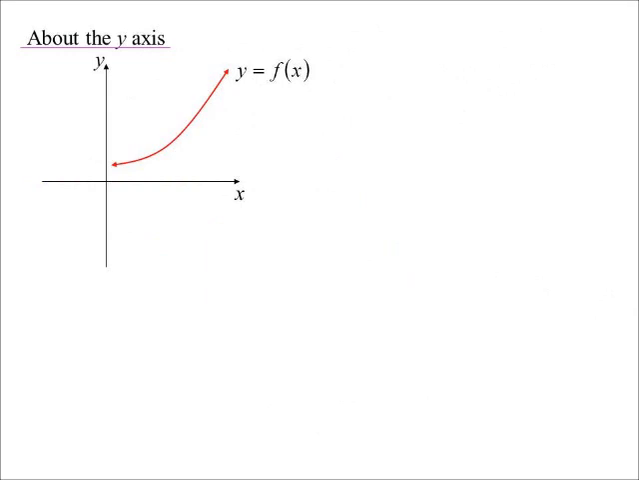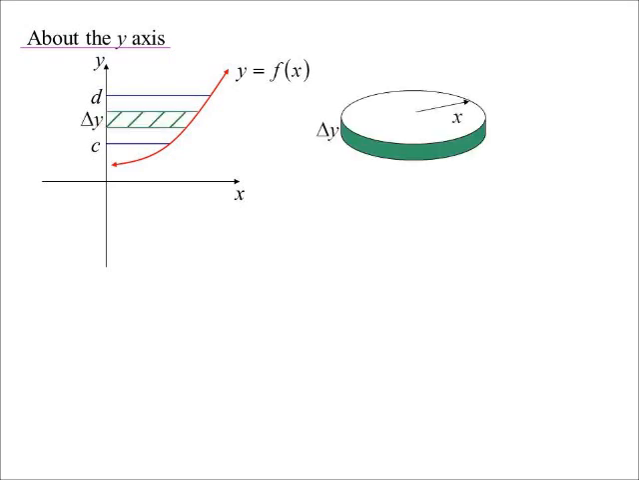So about the y-axis, again, would be a similar thing. So there's the curve. The slice is perpendicular to the rotation. So this time it's going horizontally. The thickness is delta y. So with the thickness delta y, I want the radius, which is the x value, but I want that in terms of y. So I'd have to rearrange that formula.